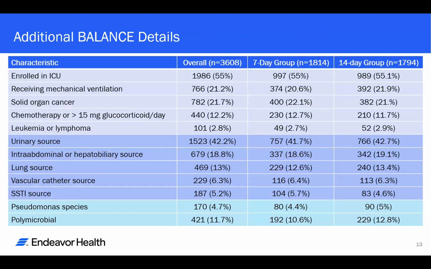So just some additional details from here. In terms of these patients, we had 55% that were in the ICU at some point, 21% with mechanical ventilation, 21% that had a solid organ cancer, 12% that were on chemo or had glucocorticoid greater than 15 milligrams per day. So this really broadens the amount of patients that we can think about for this shorter course therapy. You can see, again, heavily urinary and intra-abdominal sources here. They did have a pretty substantial number of Pseudomonas patients, so 170, and then also 421 with polymicrobial bacteremia.